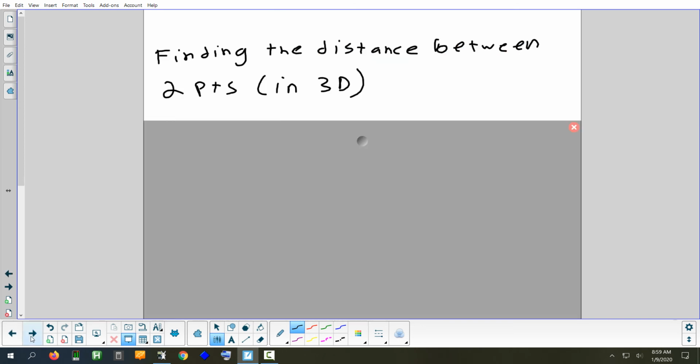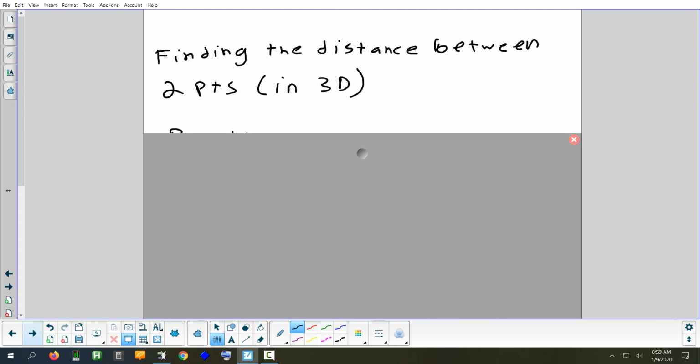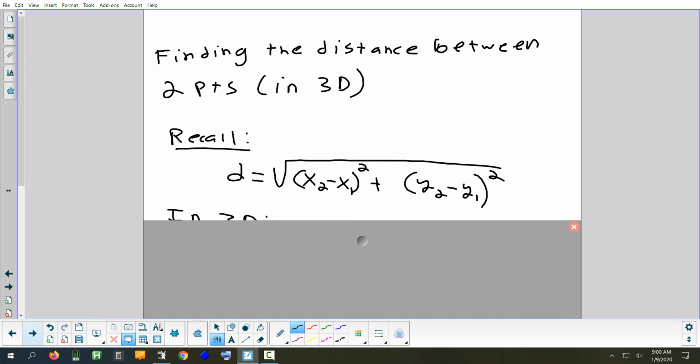Pretty much the way we're going to do every formula is I'm going to remind you of how we did it in 2D, and then we're going to extend the formula to 3D. Finding the distance between two points is what we did in the very first lesson, so it's kind of fitting that we come back to it in the very last lesson. In 2D, it's the difference in the x's squared plus the difference in the y's squared. We add them up and take the square root. We've seen this pattern a lot: when you square something, add them up, and take the square root.